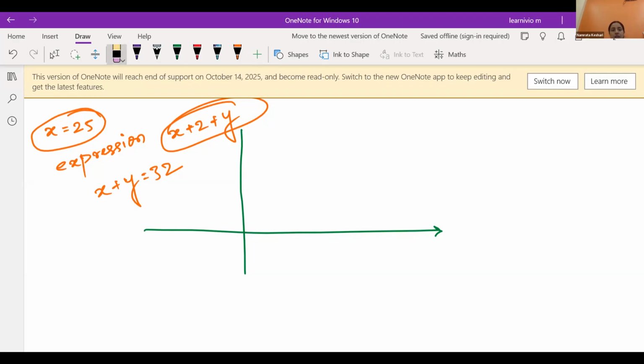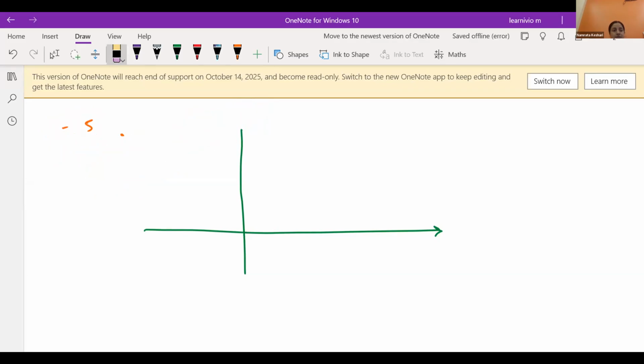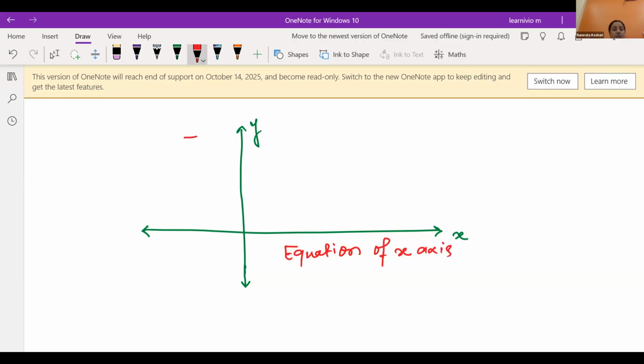So now here, let's see. We have the x-axis over here and the y-axis over here, just the coordinate axes I have drawn. Now there is an equation for the x-axis. Equation of x-axis, you have probably never heard this terminology. And we also have the equation of the y-axis.